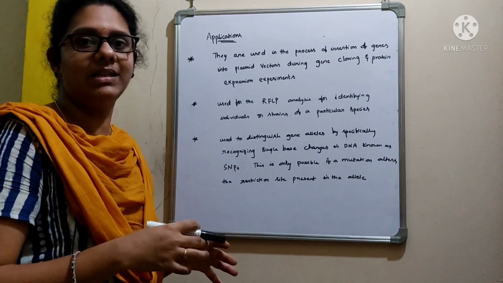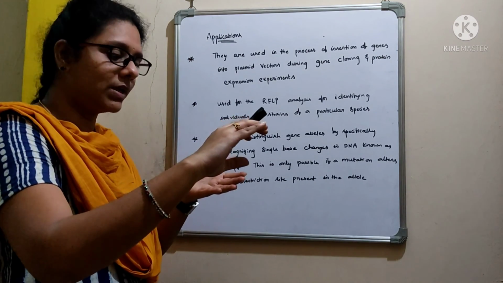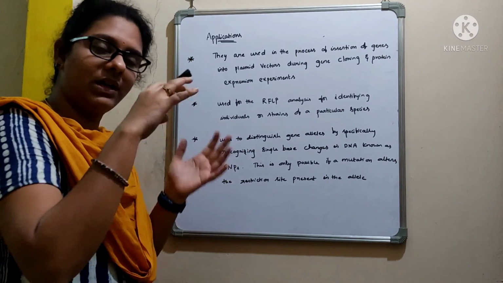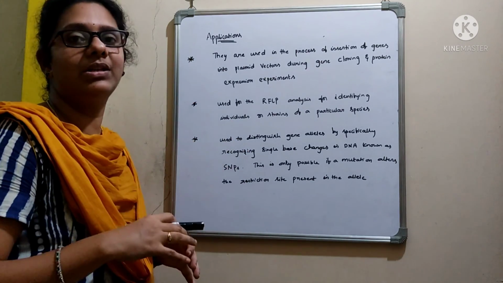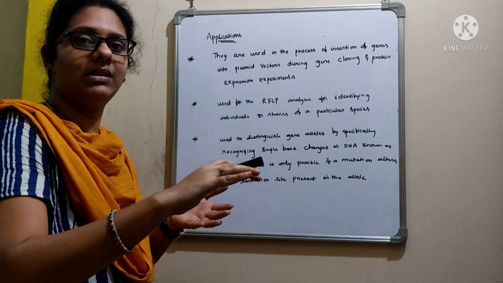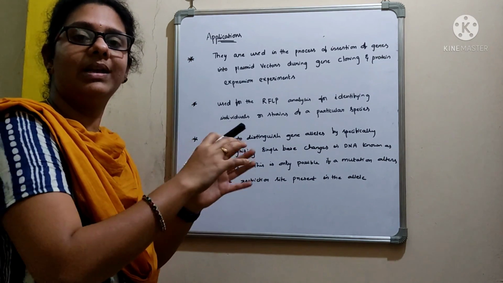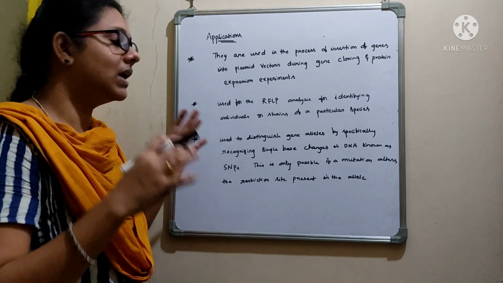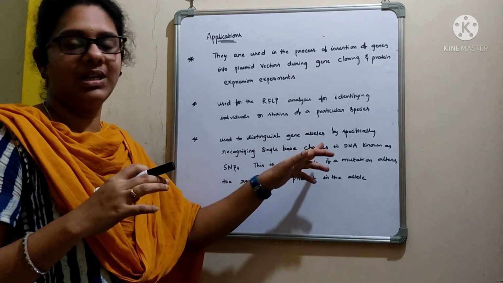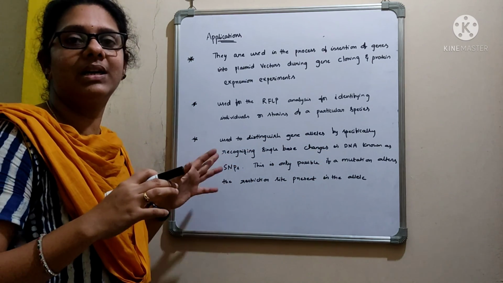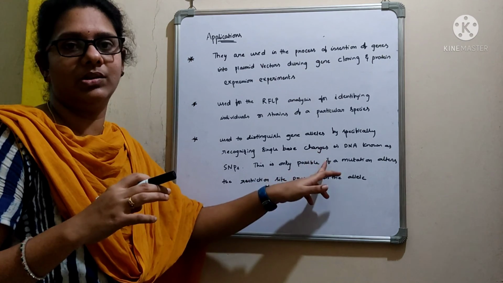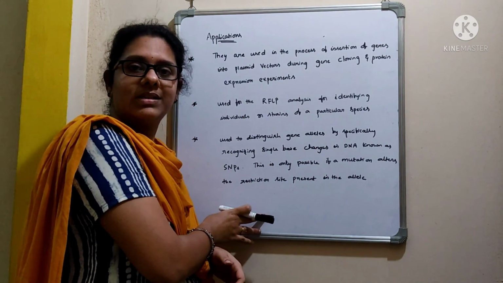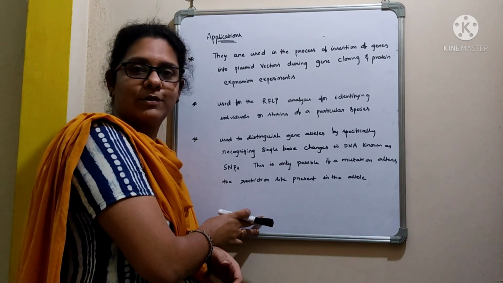If there is a sudden change, that means the genetic information that is present in the nucleic acid will be altered with the incorporation of the gene or with the deletion of the gene. So there will be a change in the genetic information, that we call mutation. So with the help of these restriction enzymes, it is possible to distinguish gene alleles by specifically recognizing a single base change in the DNA. Definitely I will make a video on this single nucleotide polymorphism also.